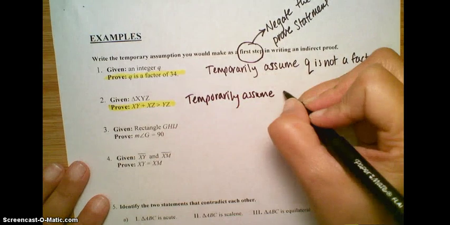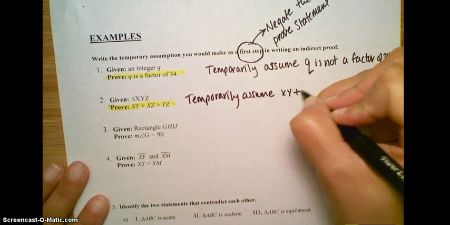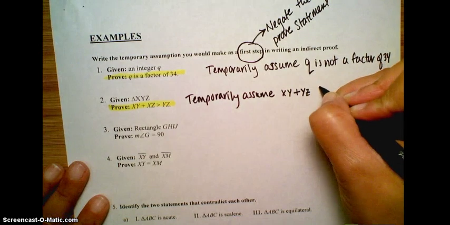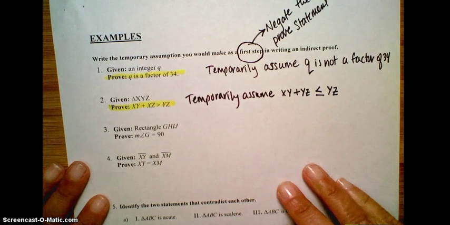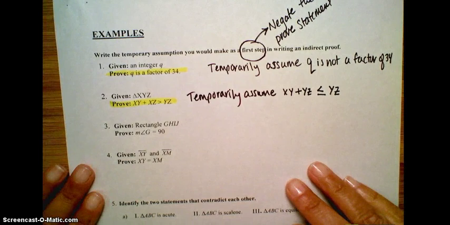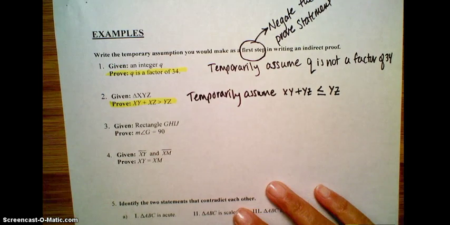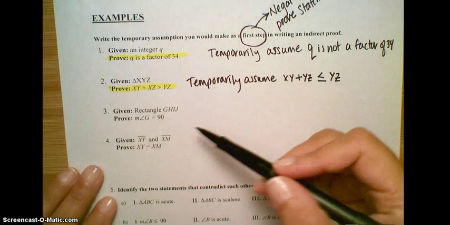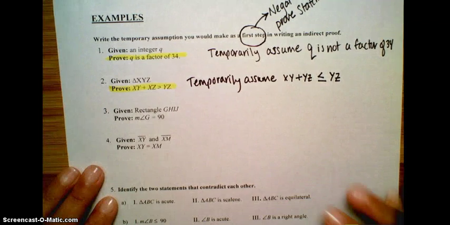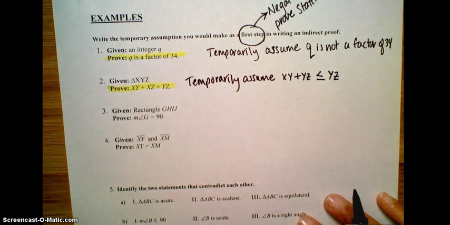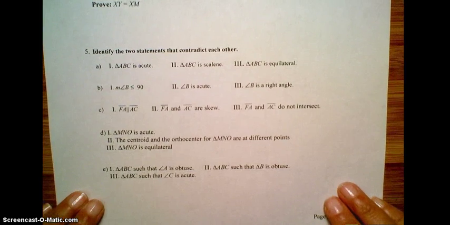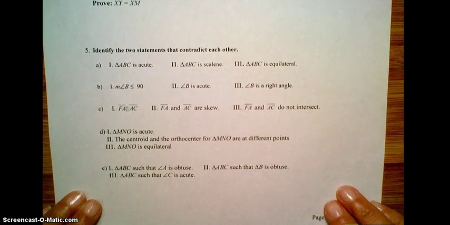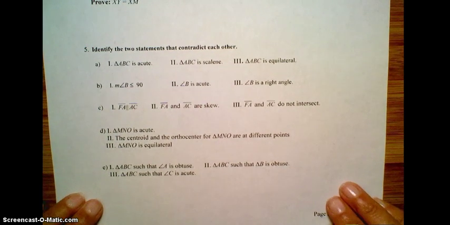And again, the opposite of this would be that xy plus yz was less than or equal to yz. Okay, go ahead and try number 3 and number 4 on your own, and we will check on those in class. Okay, so moving on to example 5. You may want to stop the video and finish examples 3 and 4. If not, we will continue.